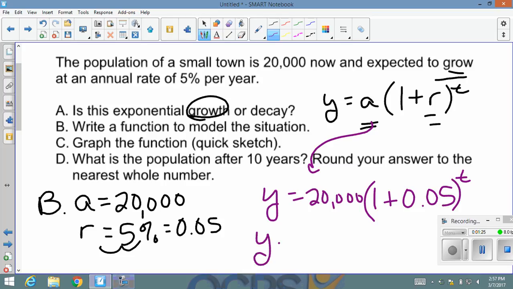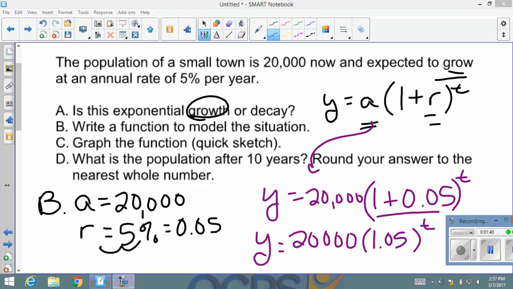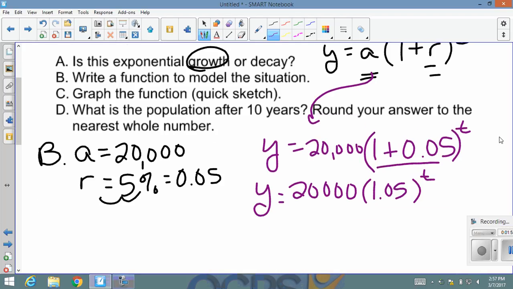So remember, the model is the equation that you can use to make predictions. Because I can add in here, I'm going to go ahead and do that. So my model here is y equals 20,000 times 1.05 to the t.